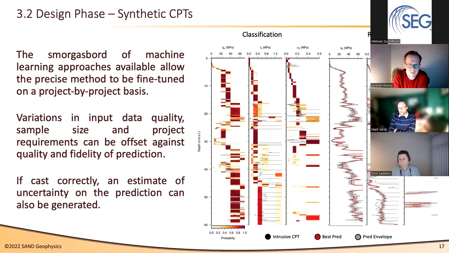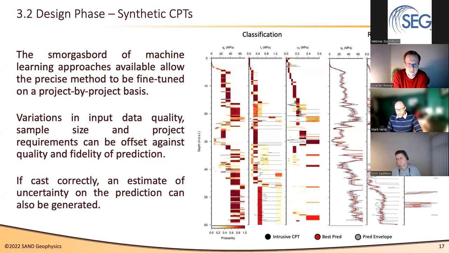Part of the process of tuning the approach is looking at all of the different parameters you could put into it and deciding which ones are most appropriate. For example, part of the machine learning inputs could be the geological unitization. So you could feed your structural model in, but you don't have to.